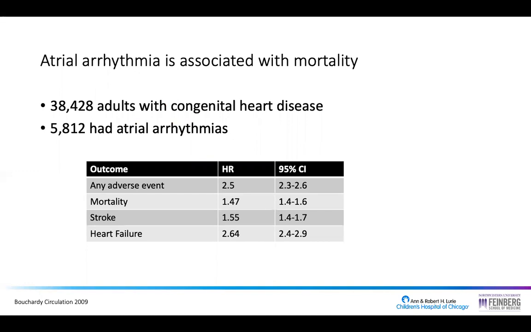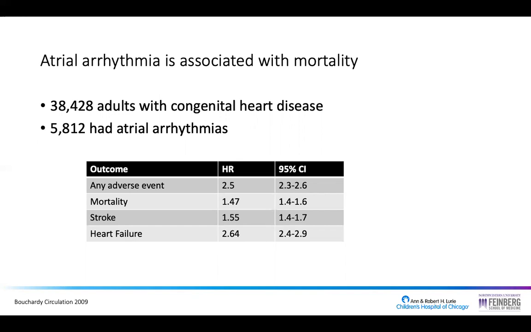Importantly, atrial arrhythmia is also associated with mortality. So this looked at 38,000 adults with congenital heart disease, of which 5,800 had atrial arrhythmias. And you can see that the hazard ratio for any adverse event in people that had atrial arrhythmia, so the comparison group was the group that had atrial arrhythmias versus the group that didn't, was 2.5 with a very narrow confidence interval.